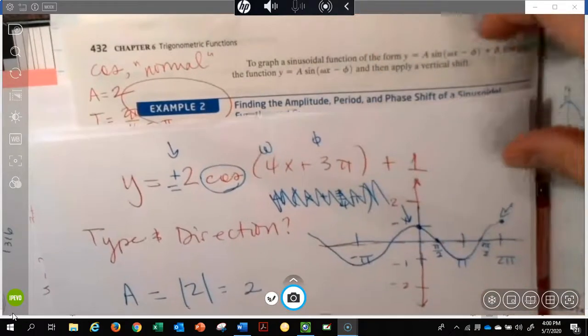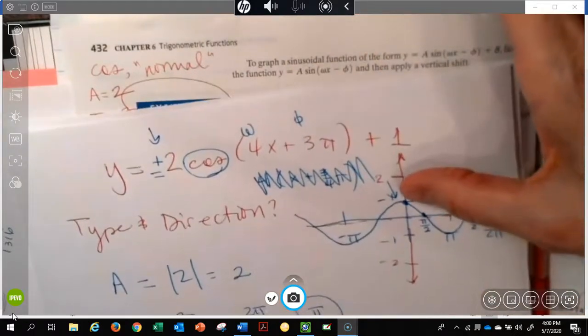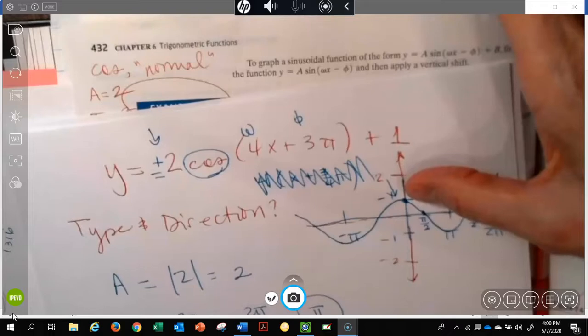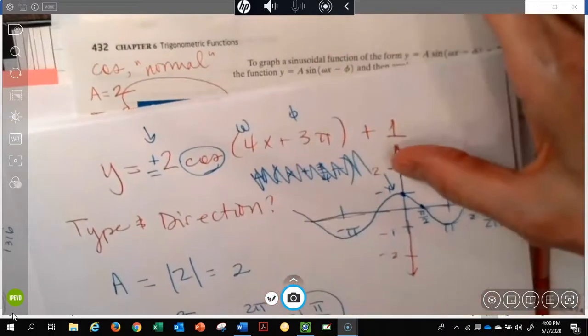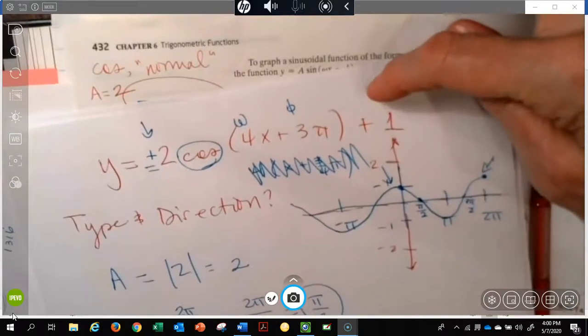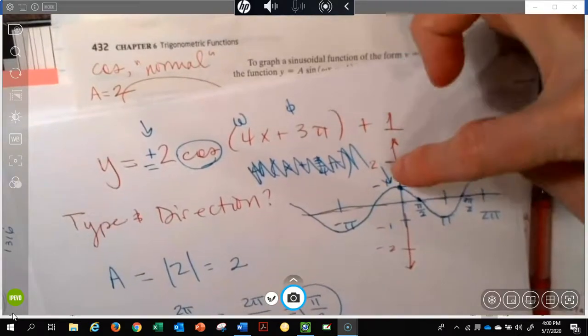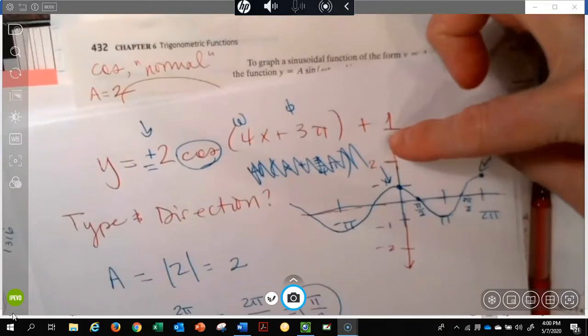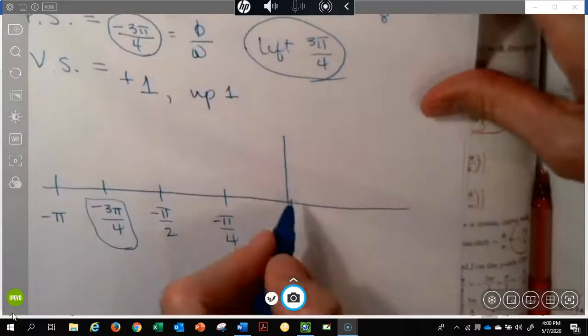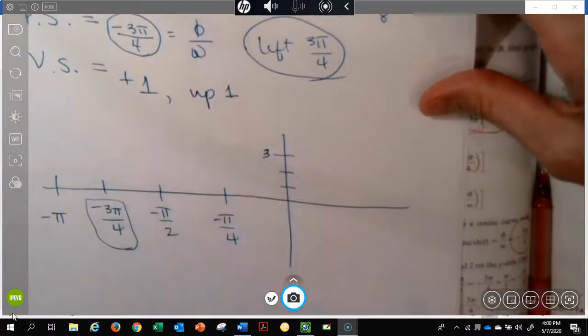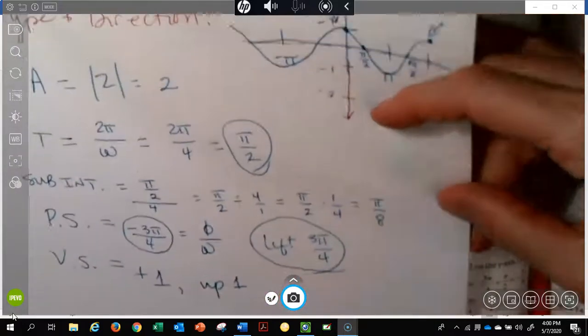So our normal cosine is going to start up top. Our normal cosine starts at 1, but this one's not an amplitude of 1, it's an amplitude of 2. But we're shifting up another 1, so we don't actually start at 2, we actually start 1 above that, so we're actually going to start at 3. That's going to be our highest point.